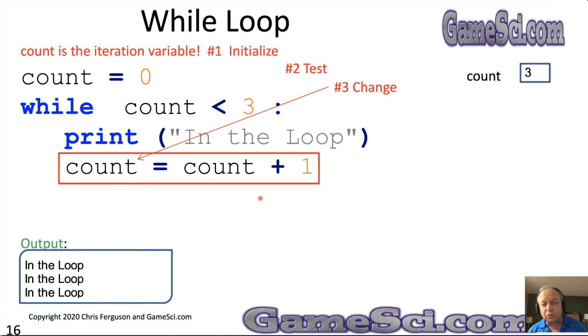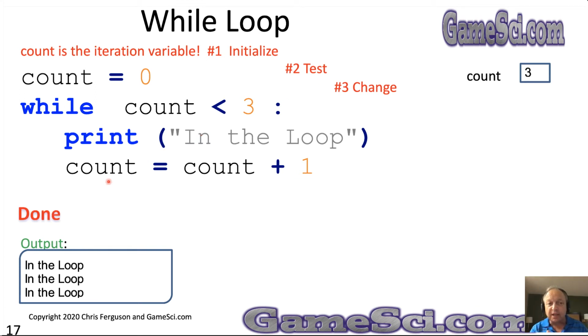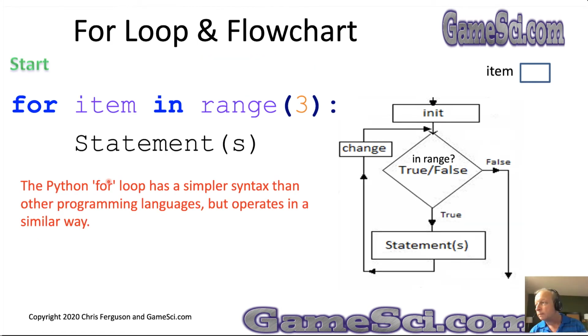Count equals count plus 1 will make sure that this eventually goes to false. We don't want to spin forever in this loop. That would be called an infinite loop. We have to change the iteration variable inside the loop. Now, if you do those 3 things, initialize the iteration variable correctly, test the iteration variable, and change the iteration variable, your loop should work just fine. If your loop does not work properly, it's probably one of those 3 points that is messing up your loop.